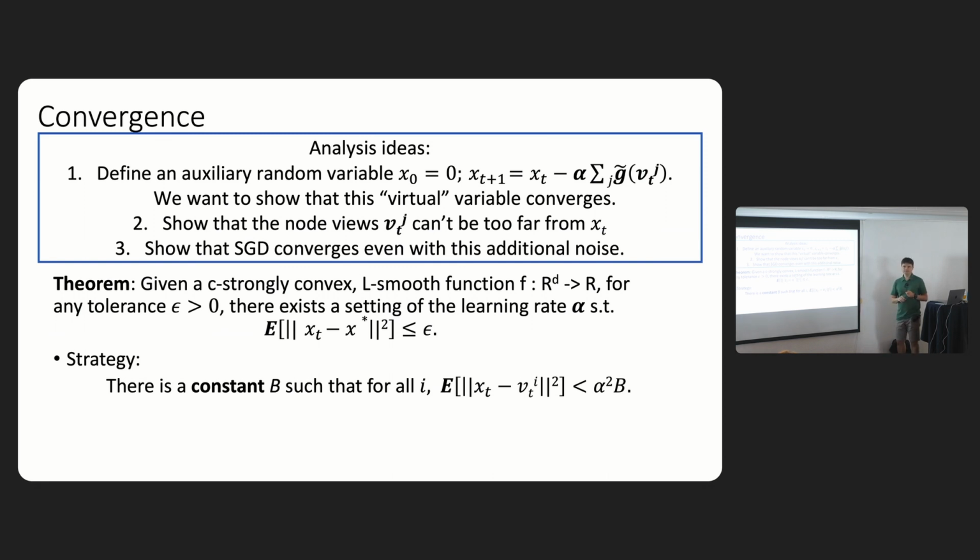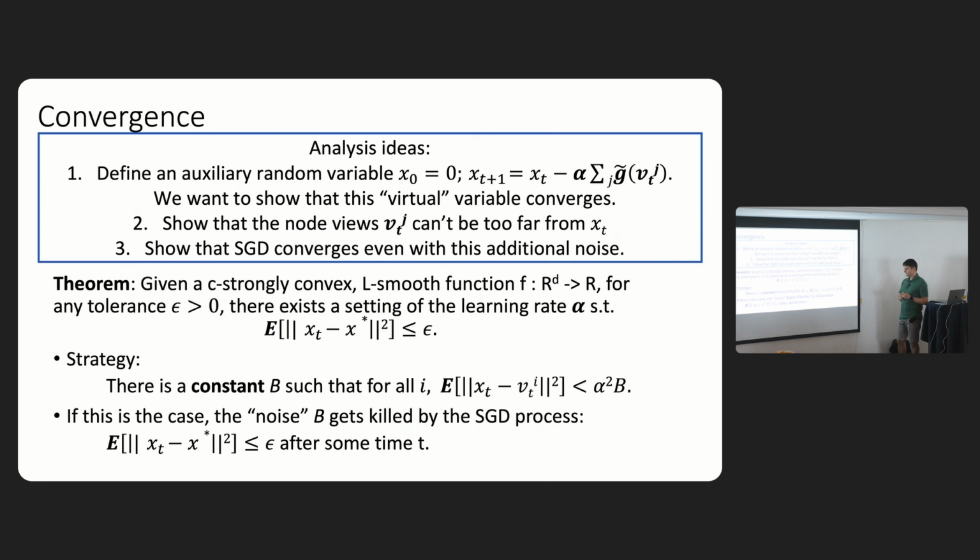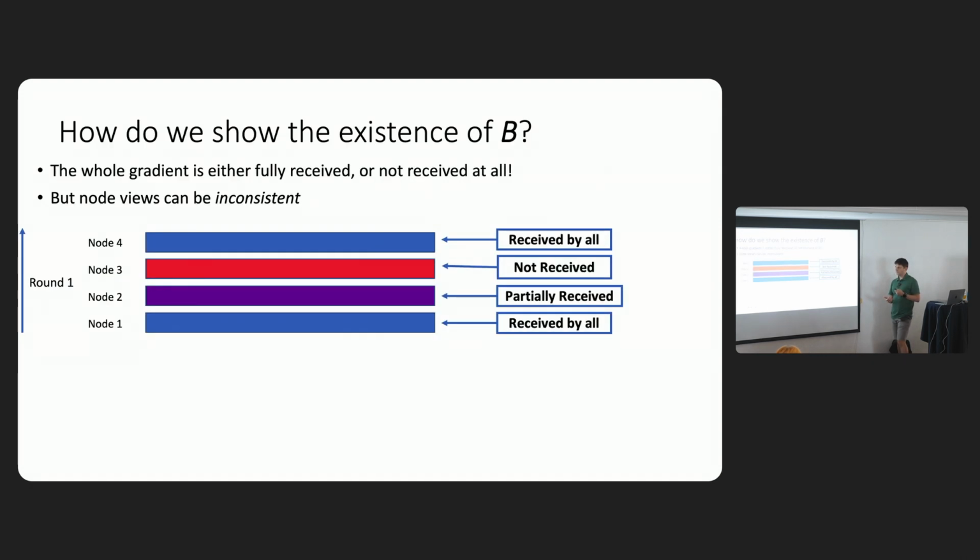I'll show this only if there's time at the end. Basically, if this is true, then this noise factor will actually get killed by the SGD process itself after some additional time. So we'll have to pay additional time in the running time in order to kill this difference between the ideal iterate and the local ones. Let's do a quick cartoon example of this.